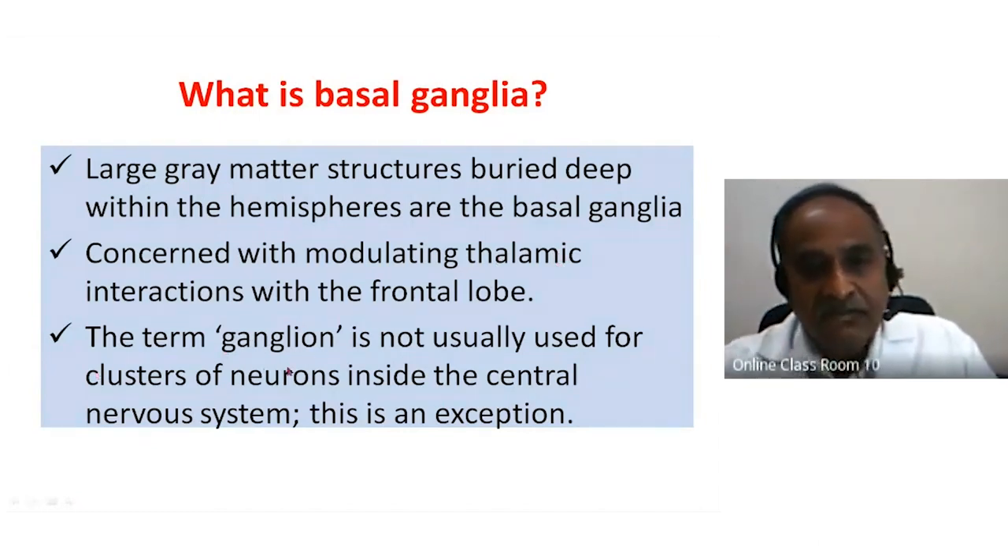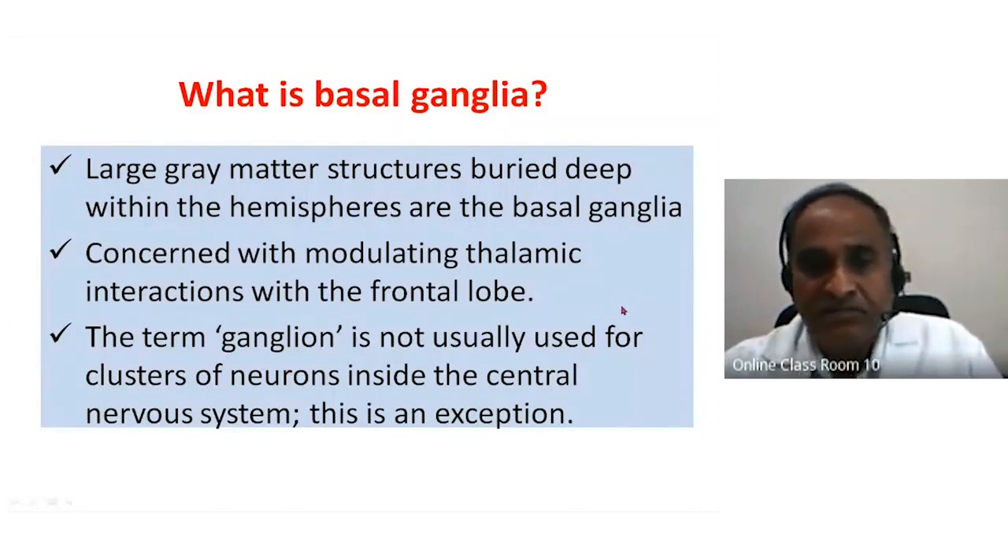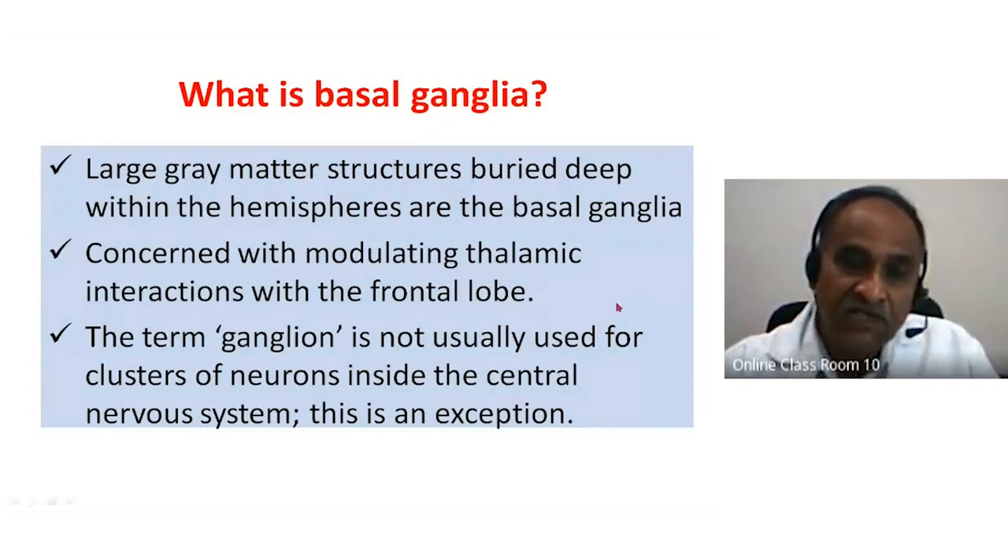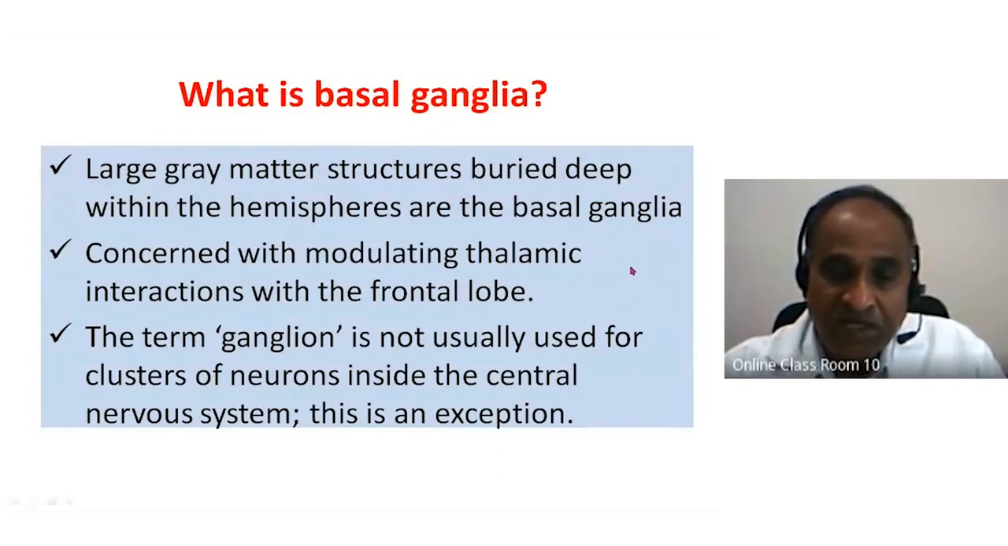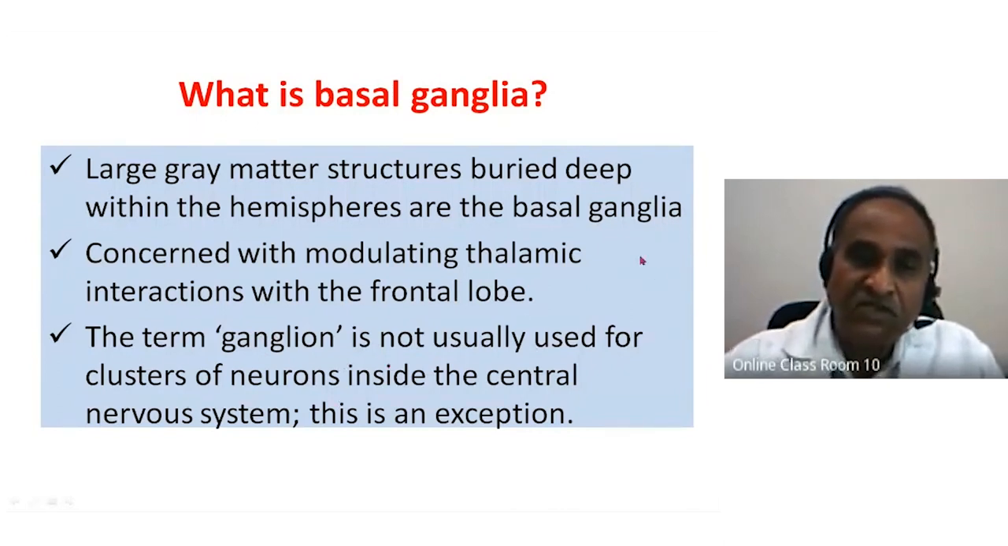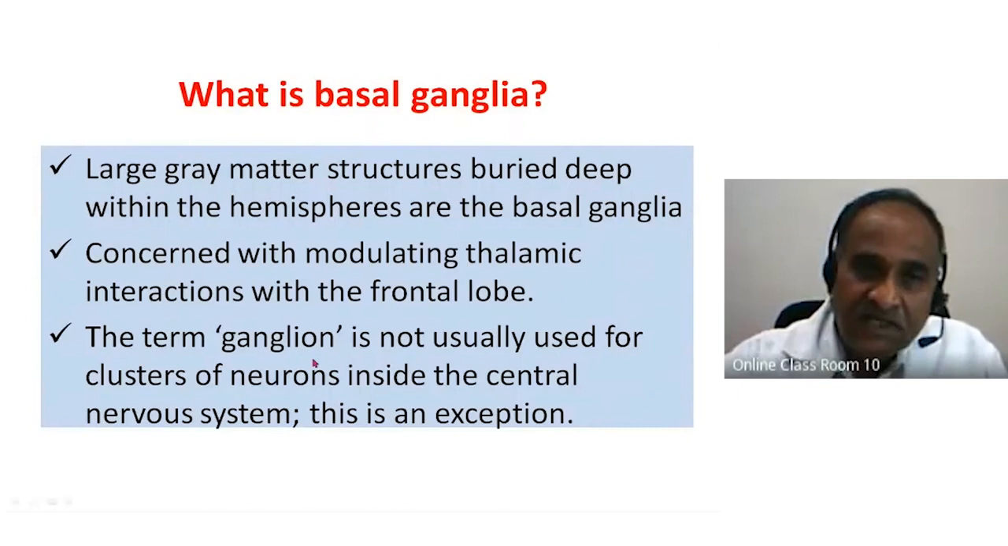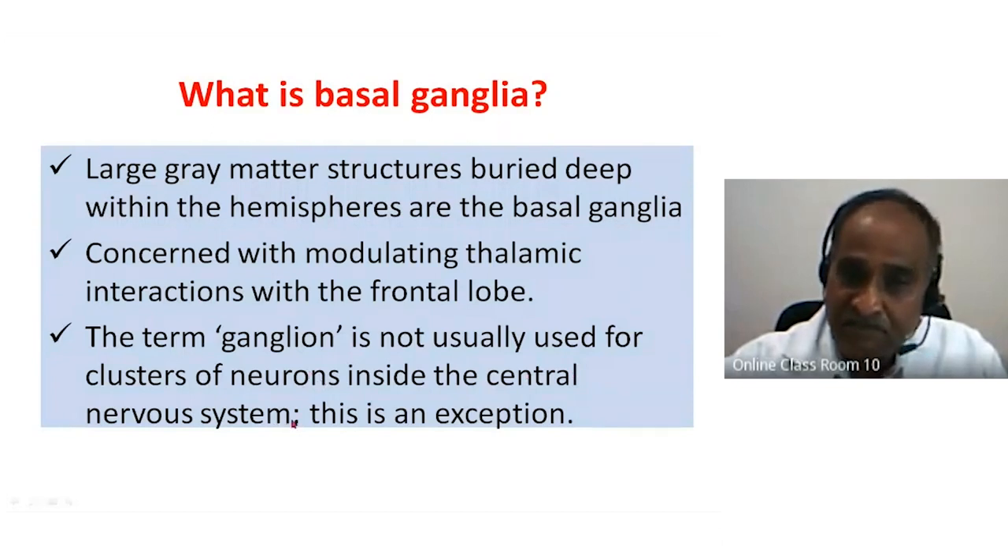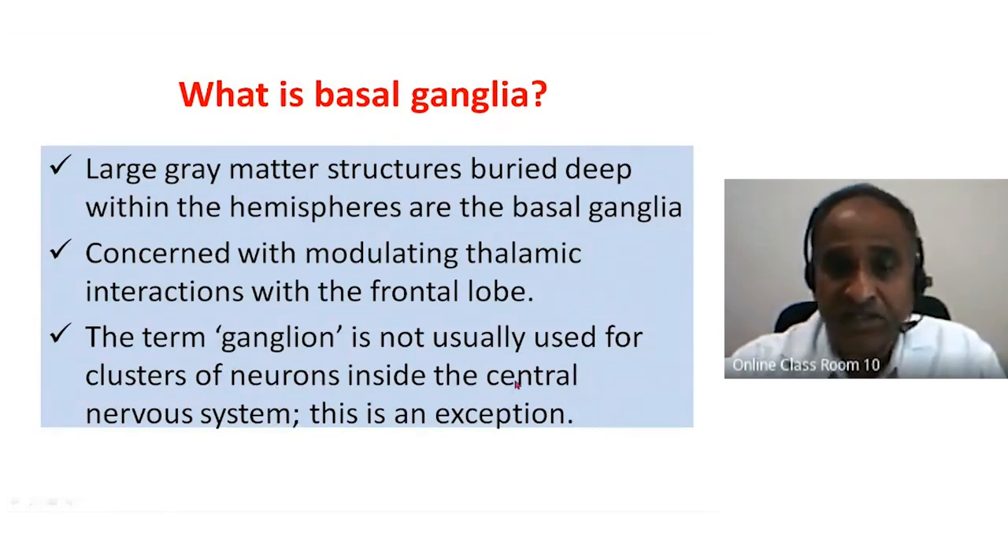Here, the term ganglion is a sort of a misnomer. Usually, we use ganglion, like the paravertebral chain of ganglia, for the autonomic nervous system, especially the sympathetic nervous system, where there is a synapse. In the case of a dorsal root ganglion, there is the cell body of the neuron. But here, these are clusters of neurons inside the central nervous system. The term ganglion is not usually used for clusters of neurons inside the central nervous system, and here we are using it as an exception.